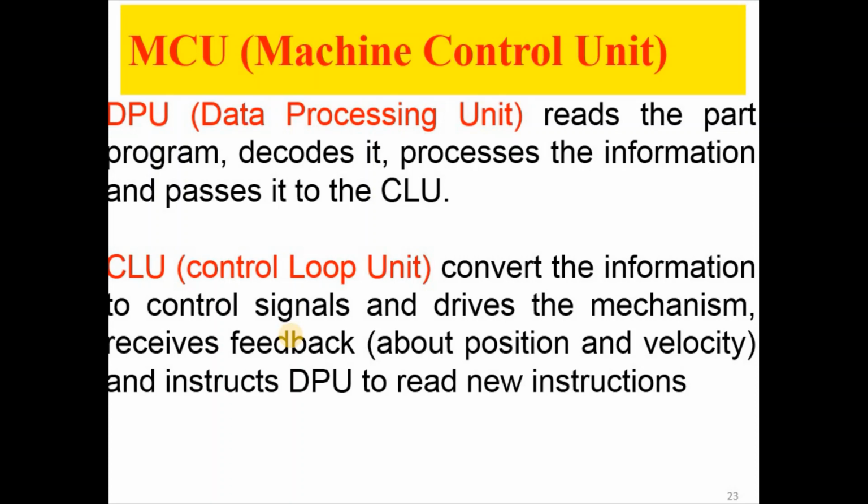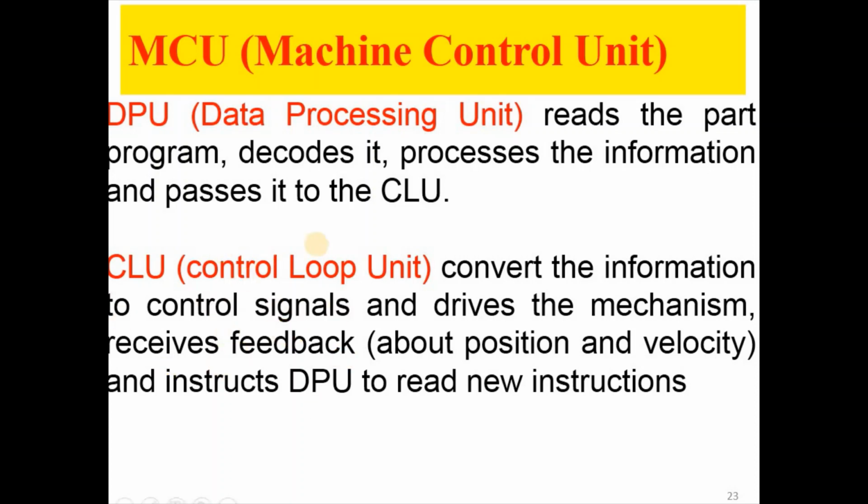Once the input part program is decoded by the DPU, it processes the information, creates some signals and passes them to the control loop unit. And what is the function of the CLU?